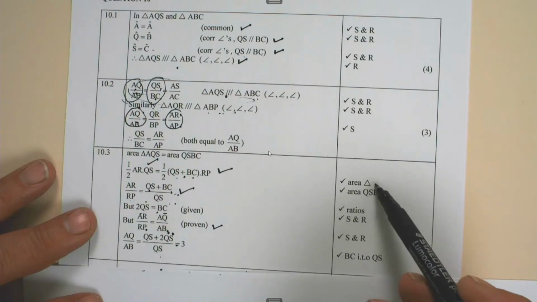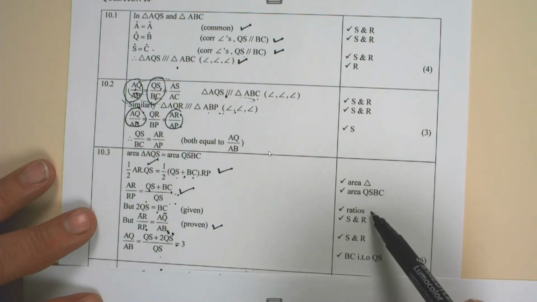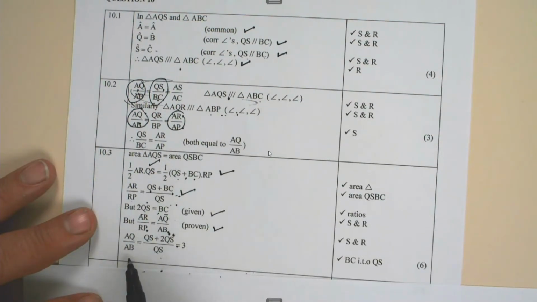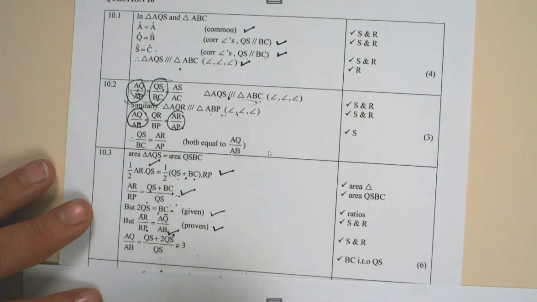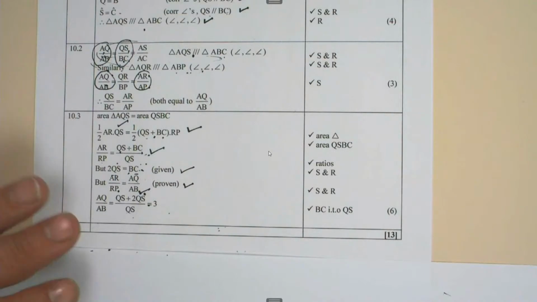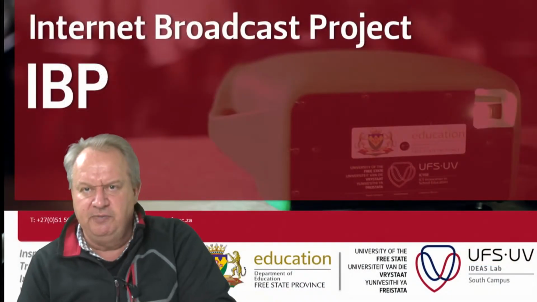1 mark for the area of the triangle, 1 mark for the area of the trapezium, 1 mark for the ratios, 1 mark for the statement and the reason, 1 mark for the statement and the reason, and 1 mark for getting BC in terms of QS, 1 mark for rewriting it there, and therefore we have shown that it's equal to 3. 10.3 is equal to 6 marks. The question altogether is 13 marks. This brings us to the end of the memo discussion for grade 12.